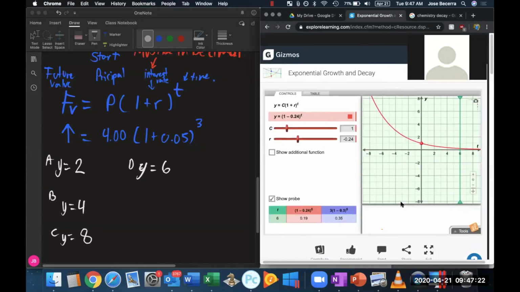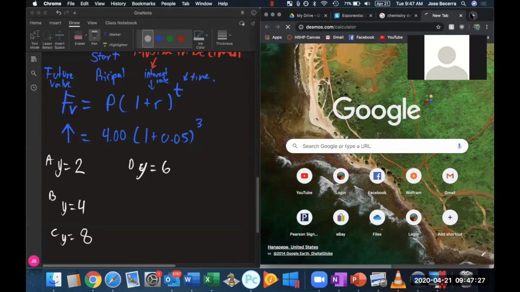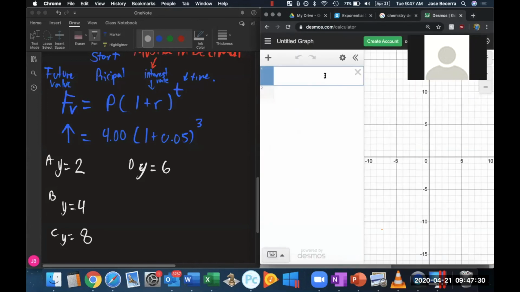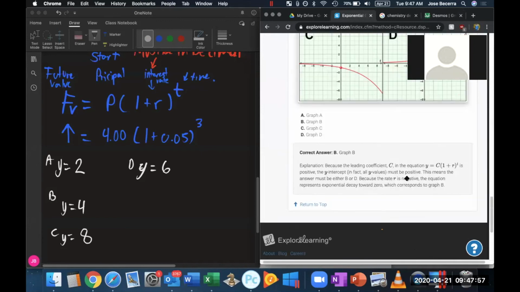Now, if you guys weren't 100% sure, you could actually go to Desmos and type it in exactly. Y is equal to 0.97 times 1 minus 0.24, all raised to the x power. Good job, Daniel. And there we go. We see that it still looks basically the same. So there you go. Those would be the answers, and that's how you would do that.